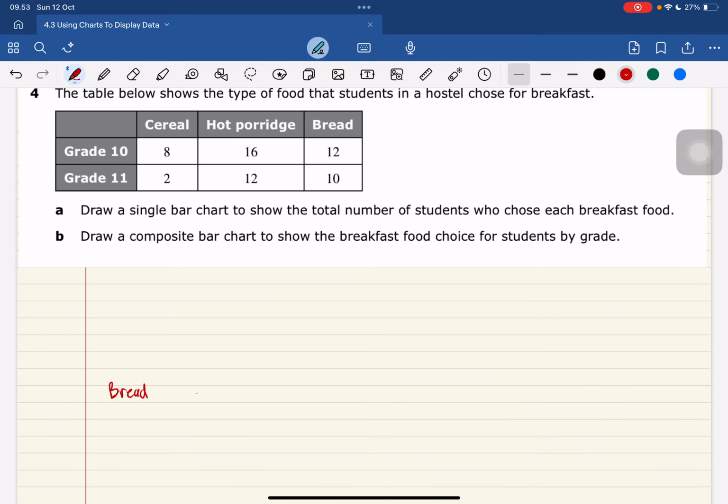After bread, we got hot porridge for this, and then bread. So let's make it total so we can know the range. This is 10. Hot porridge is gonna be 28, and bread is gonna be 22. Okay, 22.